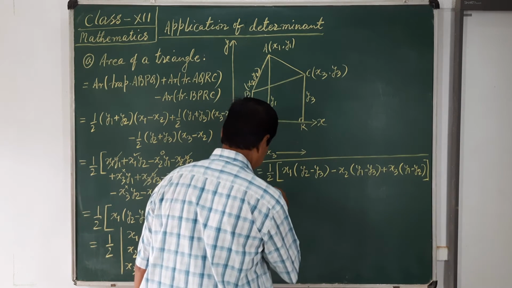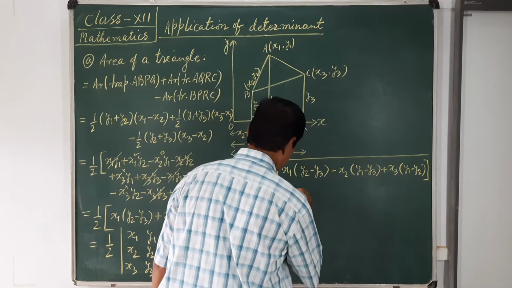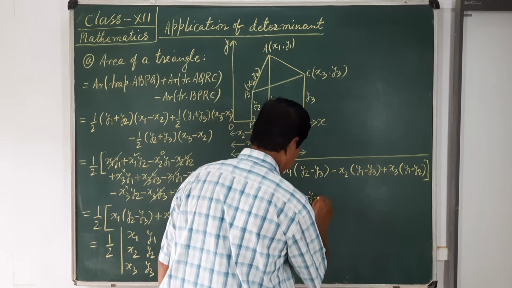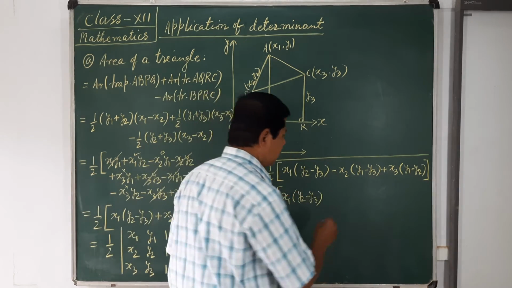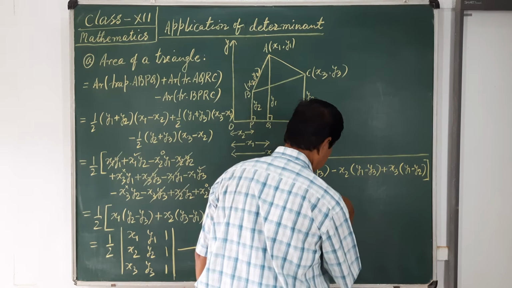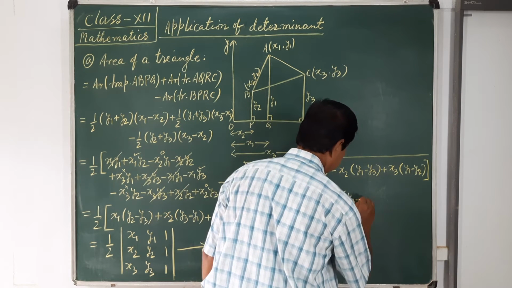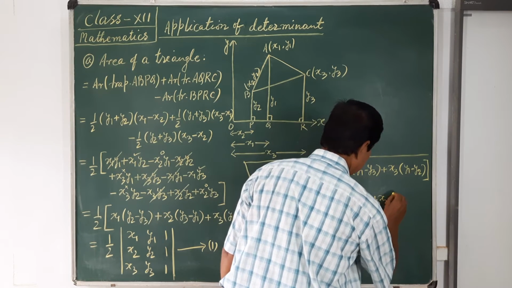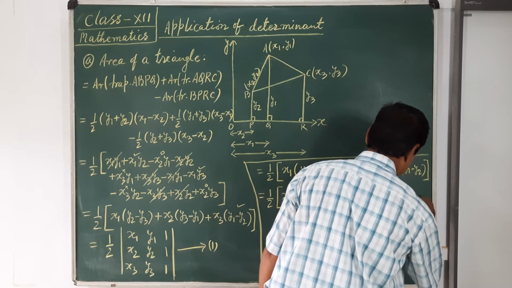Now, in the next step, we shall change the middle term by taking a plus sign. These two will remain the same, the first and third terms, x1 (y2 minus y3). Change this to plus x2 and then interchange these two, (y3 minus y1), plus x3. Again, the third term remains the same, (y1 minus y2).